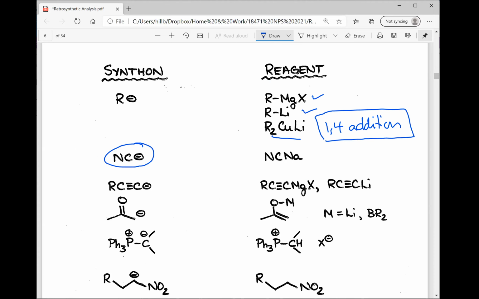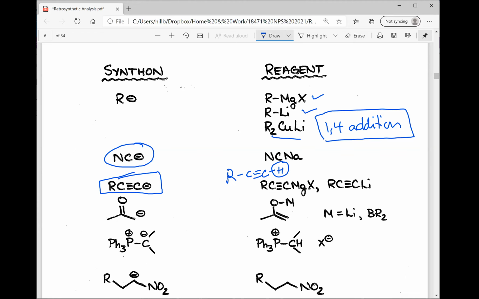Nitriles, you just deprotonate it. Triple bonds, so you would just start with a terminal triple bond, and just deprotonate it with an alkyl lithium or a Grignard reagent.